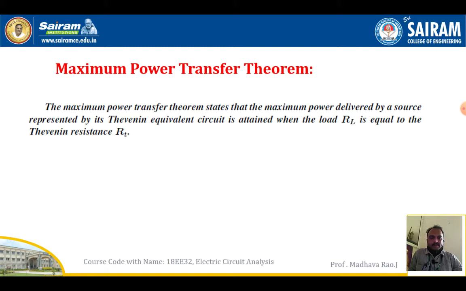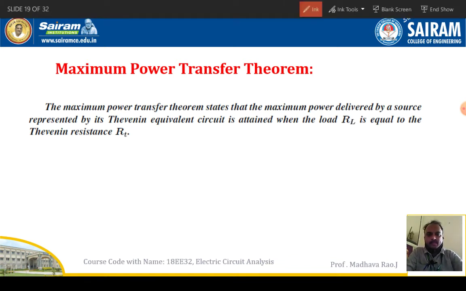So the maximum power transfer theorem states that the maximum power delivered by a source represented by its Thevenin equivalent circuit is attained when the load resistor RL is equal to the Thevenin resistance RT. The load resistor RL is equal to the Thevenin equivalent resistance, then the maximum power will be delivered.